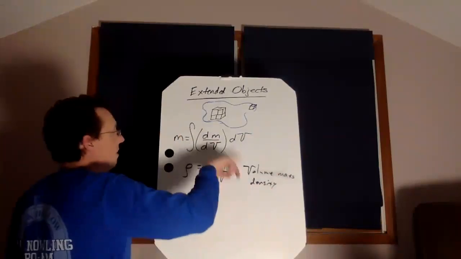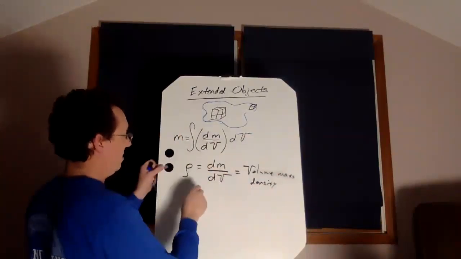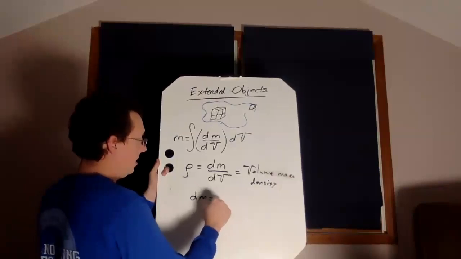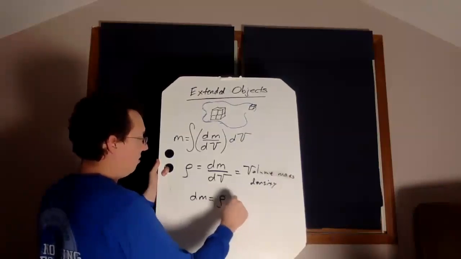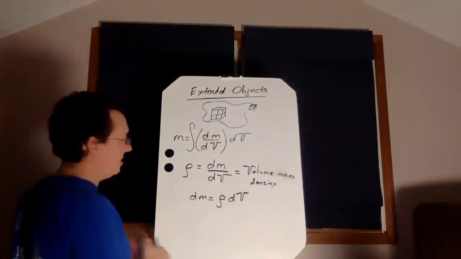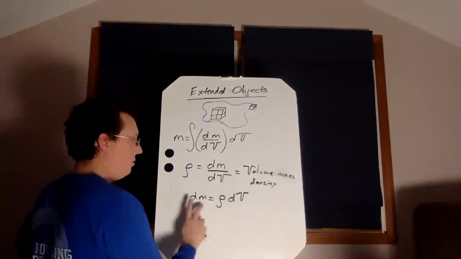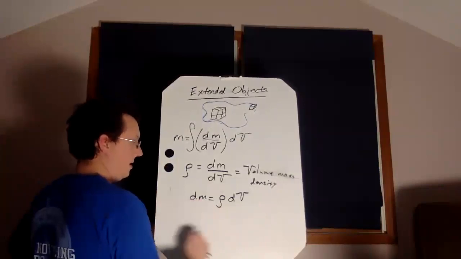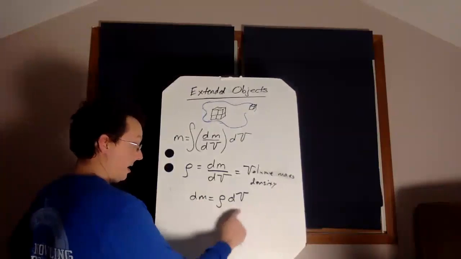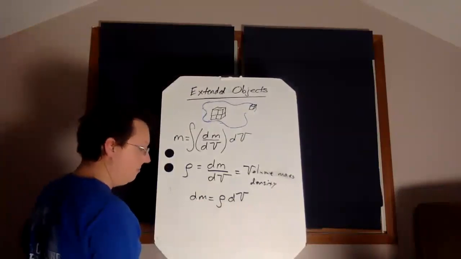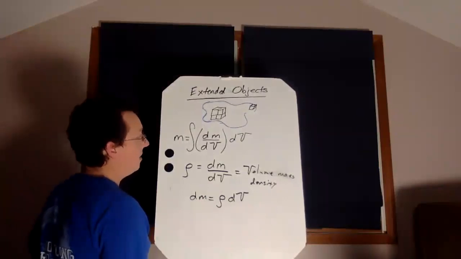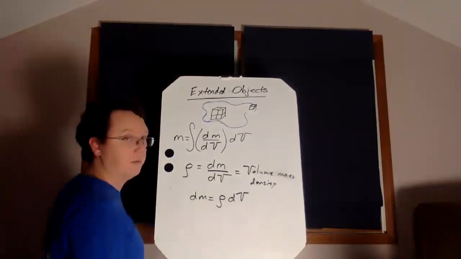Okay. Rewriting this, sometimes this is useful. People say that dm equals rho times dv. And so what happens is, using a density, you can turn physical things into geometry things. So physics would be mass, can be turned into geometry. Okay. So that's how that would work in principle.